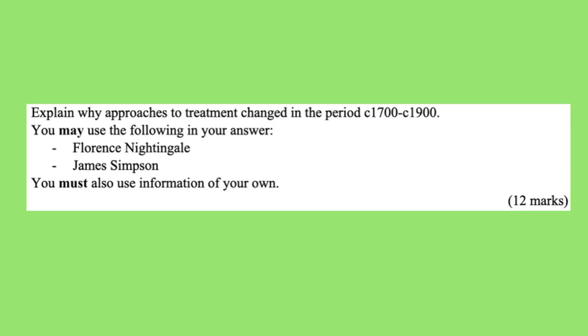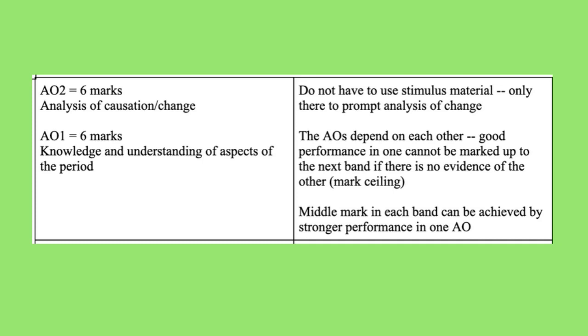Explain why approaches to treatment changed in the period circa 1700 to circa 1900. You may use the following in your answer: Florence Nightingale, James Simpson. You must also use information of your own. 12 marks. Here's the mark scheme for this question, which you can find out about in more detail in our overview video.